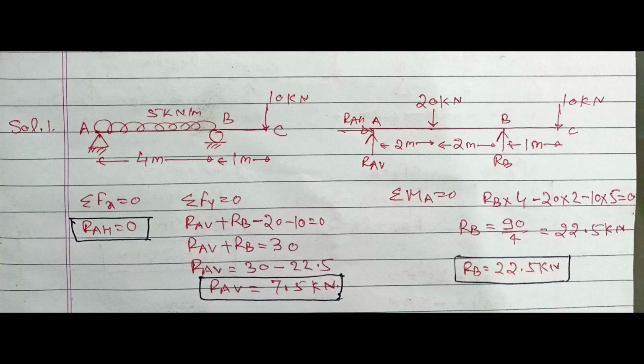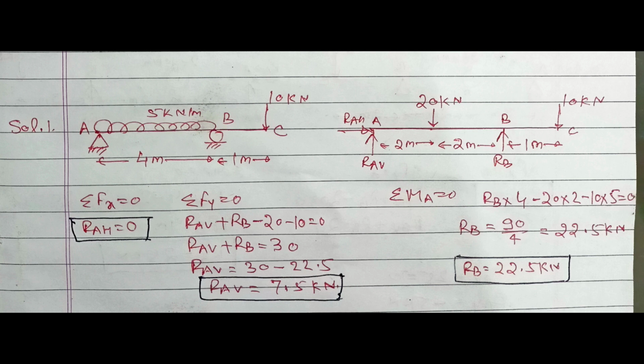Now third equation, sigma M equal to 0. So we can take the moment about that point at which maximum unknowns are acting, so they will become 0. So you can see that at point A we have RAH and RAV. So if we take moment about point A, the moments of RAH and RAV will be 0 and we will get the value of RB. So take the moment about A point.